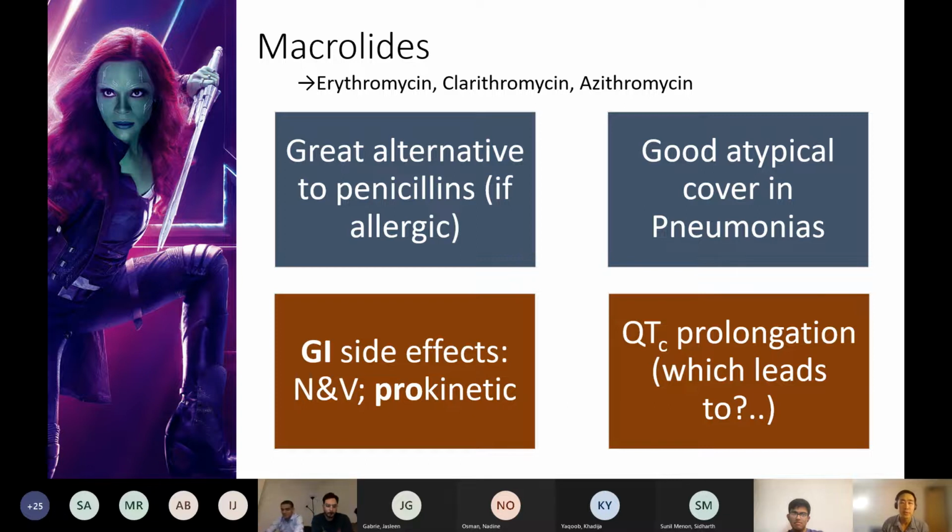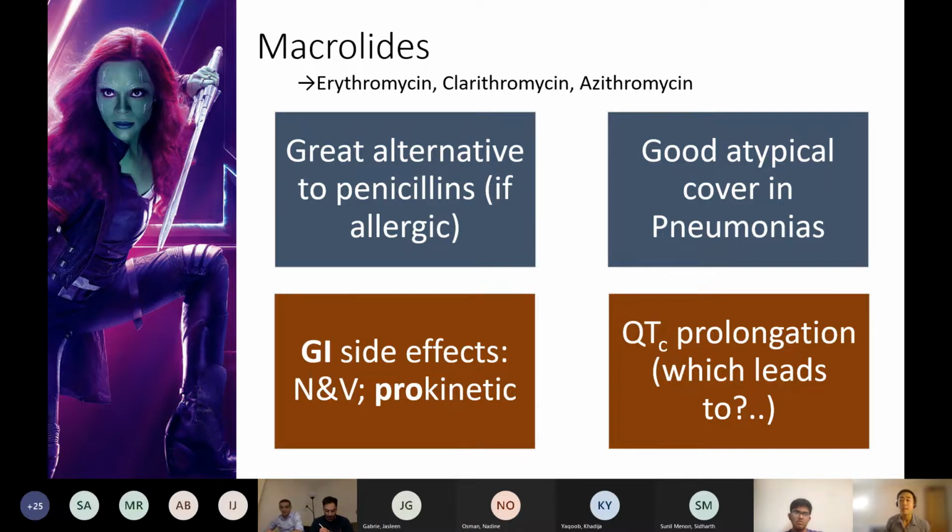The important side effect to know about with this group is that they can cause QTc prolongation or QT prolongation. Why do we worry about QT prolongation? What's the big adverse effect if someone has a really long QT? Very good. Torsade de pointes, which could then lead to ventricular fibrillation and therefore death.